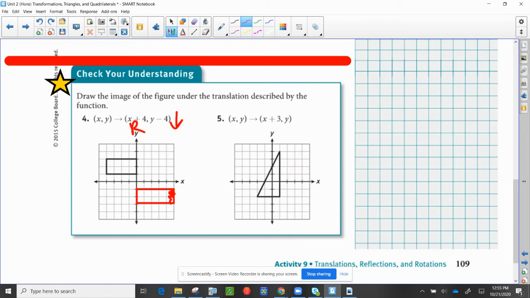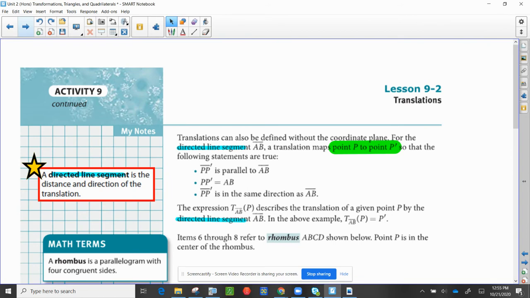Now if we tried number 5, we should have been saying that the x plus 3 means we're going to the right 3, but the y doesn't change. So all we're doing is a horizontal translation. Your triangle, and mine's a little taller just because I couldn't get it to line up perfectly, would look about there. Okay, so that's what a translation is. It's just a shift in the graph, moving things left and right or up and down on the coordinate plane.